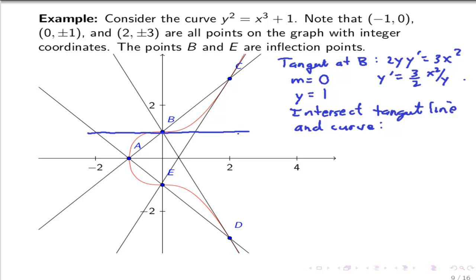And you can see in the picture, it looks like it's just hitting the curve at B, but you can do it algebraically. y equals 1, intersect that with the curve, you get 1 equals x cubed plus 1. x cubed is 0, and we can see a triple 0 when x equals 0. Okay, so that's a typical inflection point. And then the point E, it works exactly the same way. Now, this curve has another interesting feature. Look at the tangent line at C, for instance.